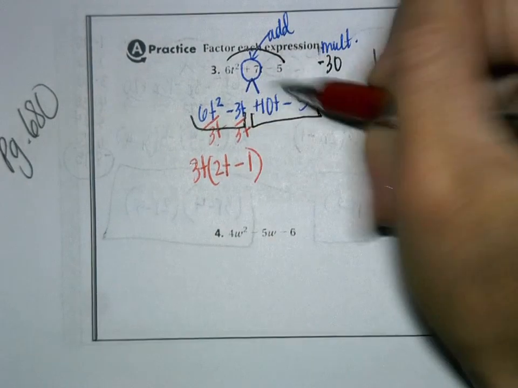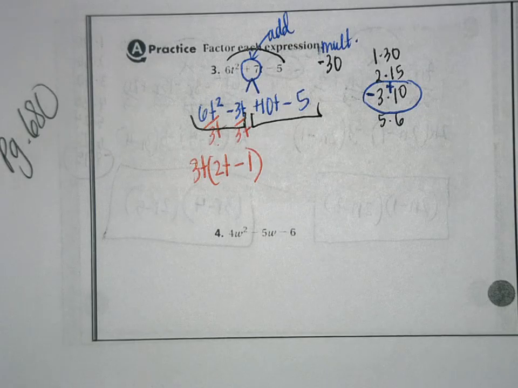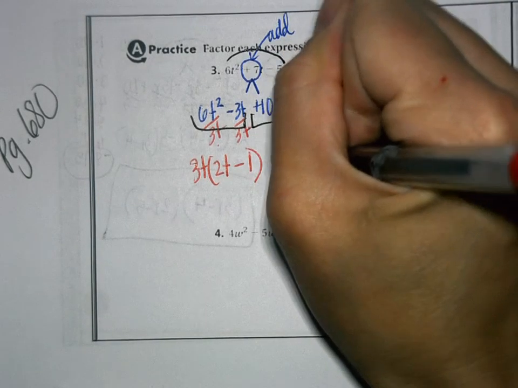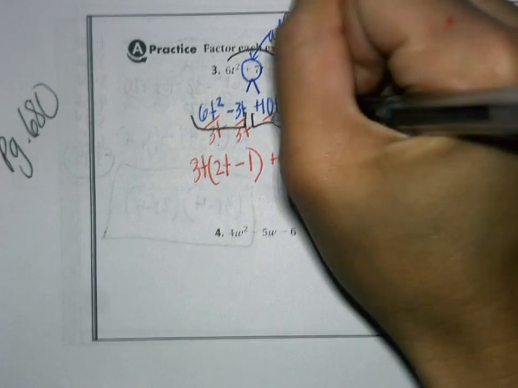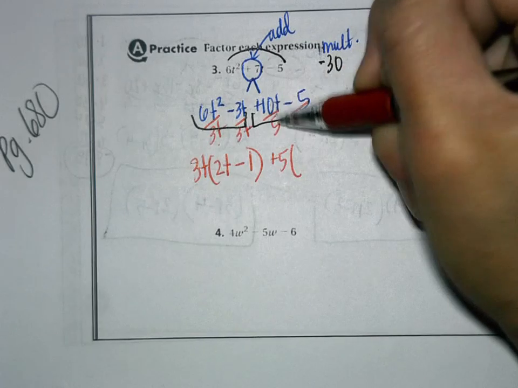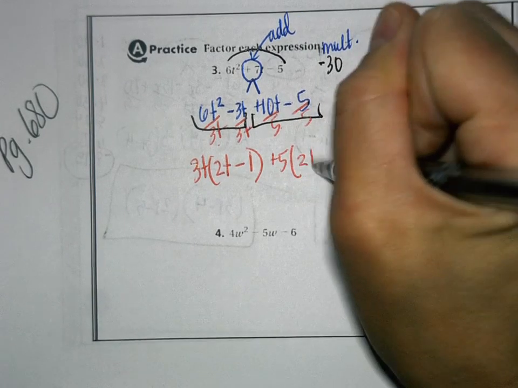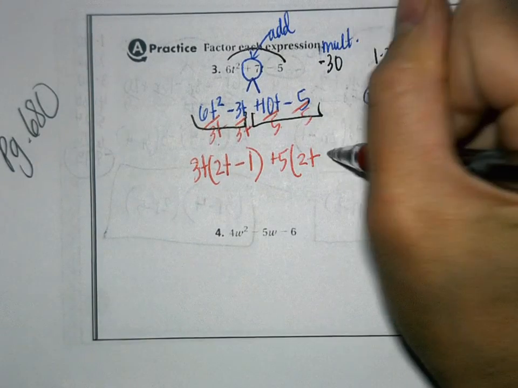Second group, what's my GCF? 5. A positive 5 specifically. And we divide each of these by 5. 10 divided by 5 is 2, and then I have t. And 5 divided by 5 makes a 1.